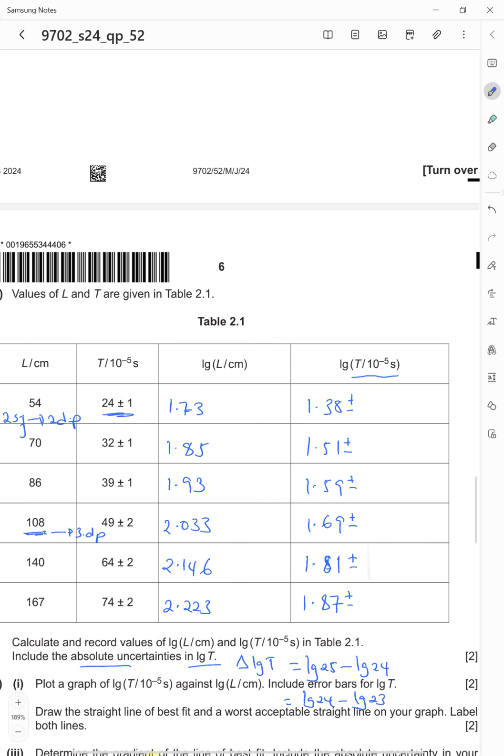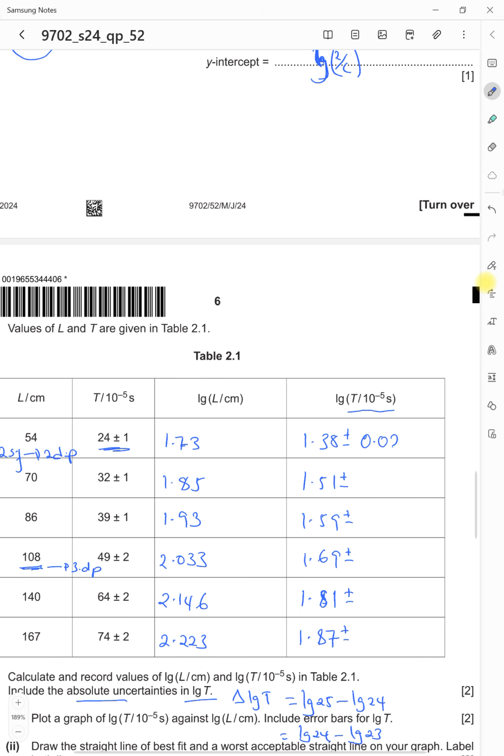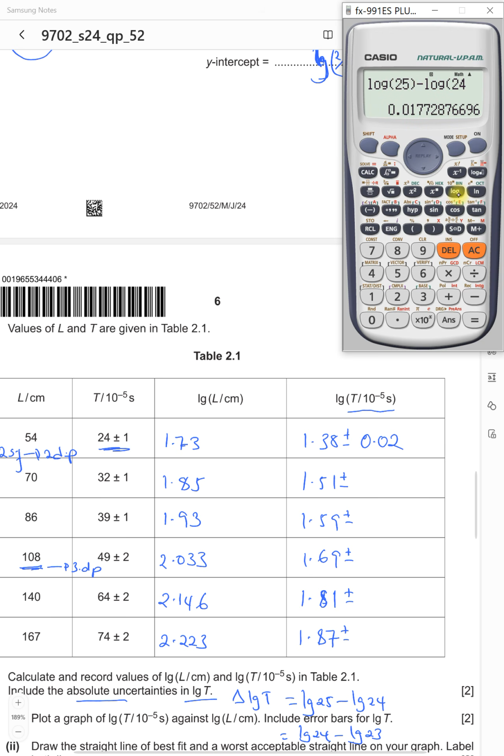So I'll just now press my calculator. For the first one, it is going to be a log of 25 minus log of 24. So that is 0.00177, to one significant figure it is going to be 0.02. Then the next one is going to be log of 32 plus 1, which is log of 33, minus log of 32. Sorry, I didn't subtract. Log of 33 minus log of 32. That is 0.01.